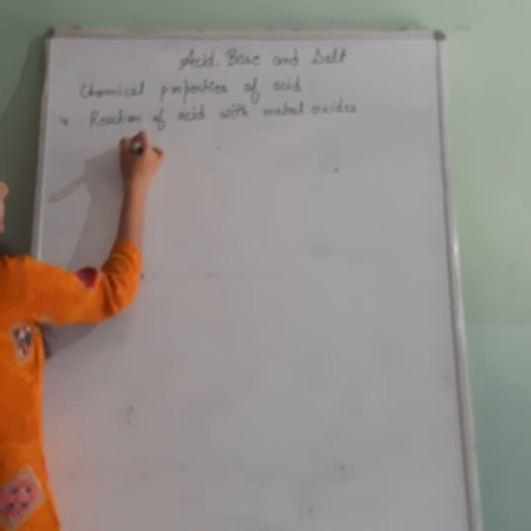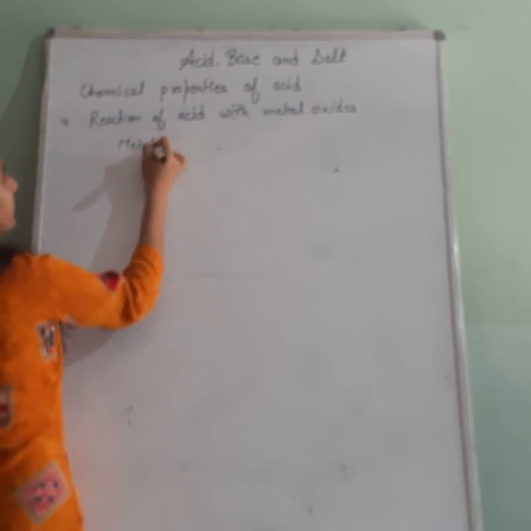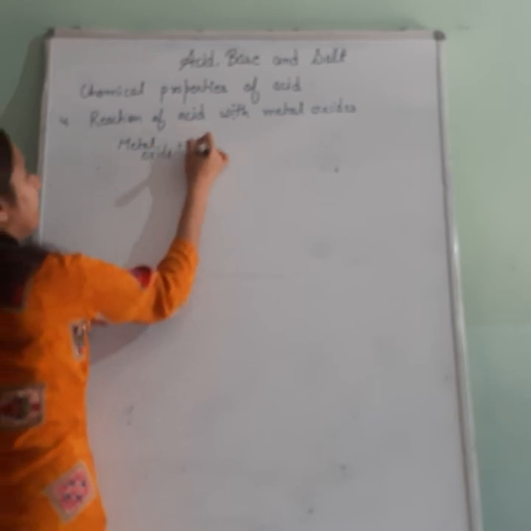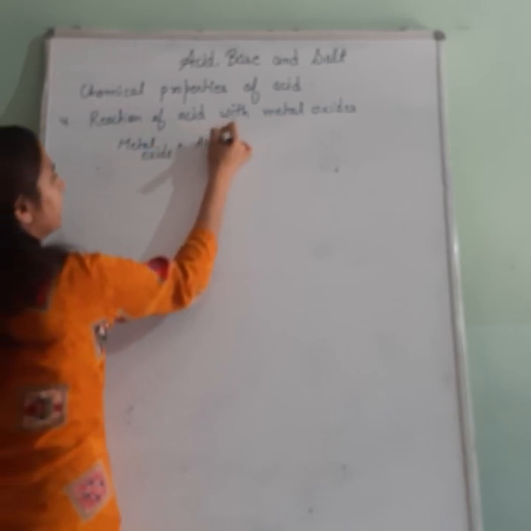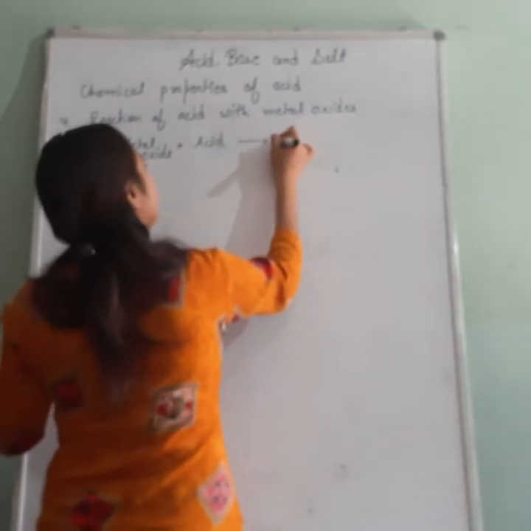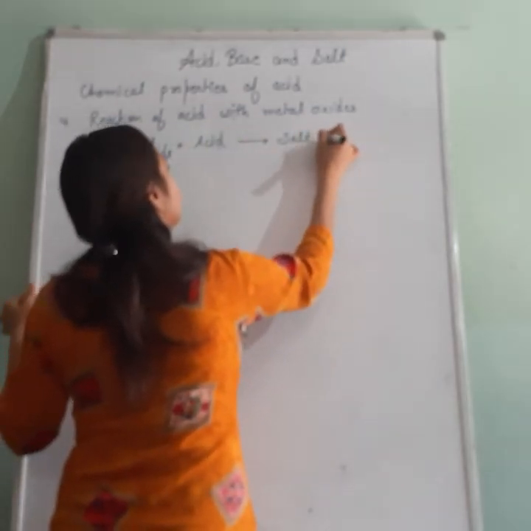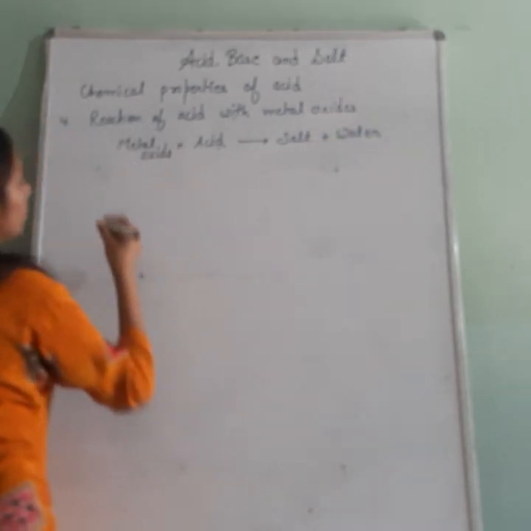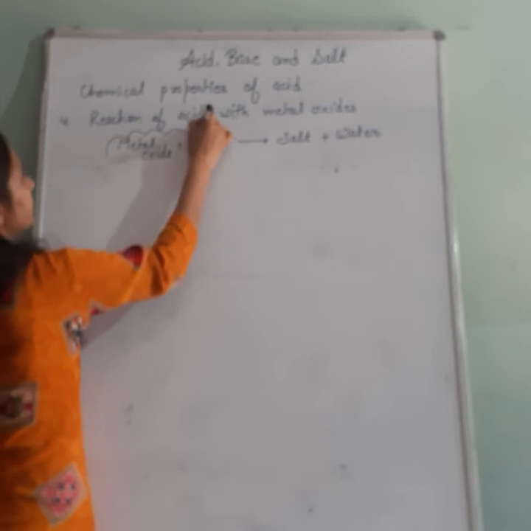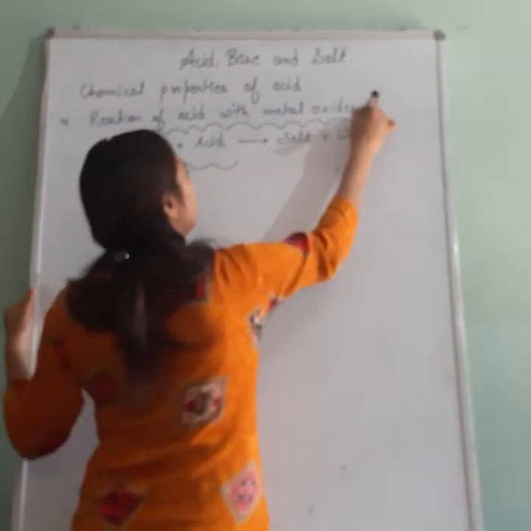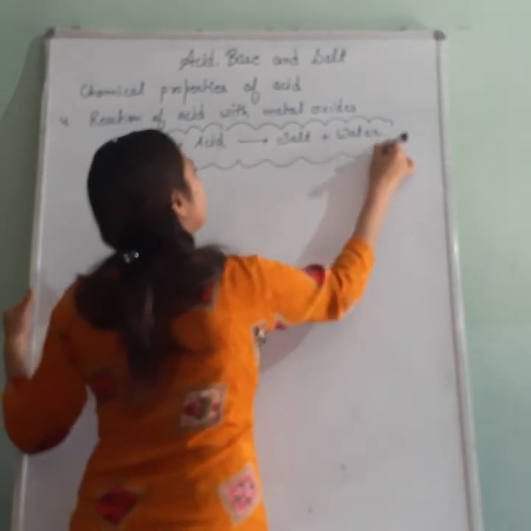When metal oxide reacts with acid, they form salt and the byproduct is water. So when metal oxides react with acids, they form salt and water.